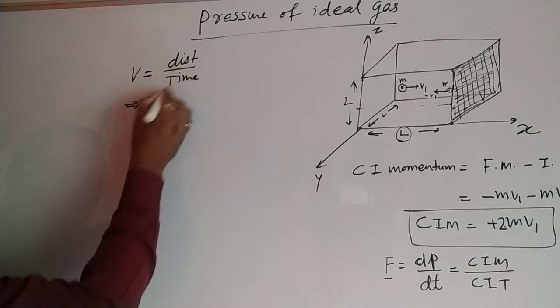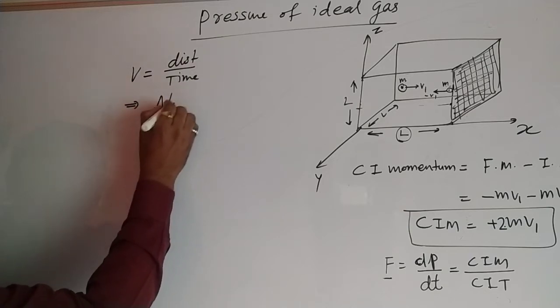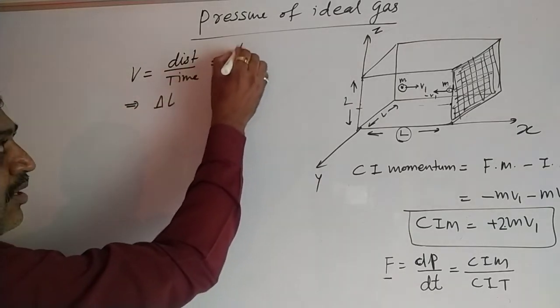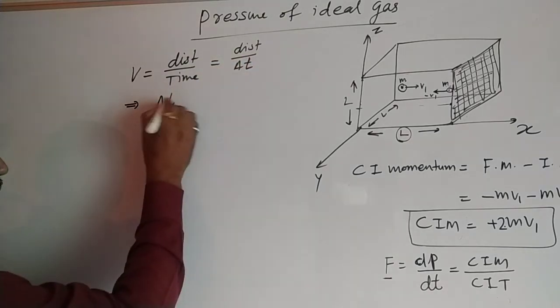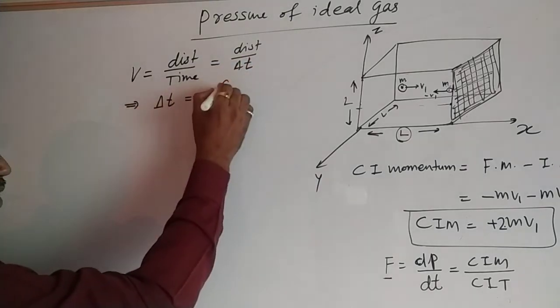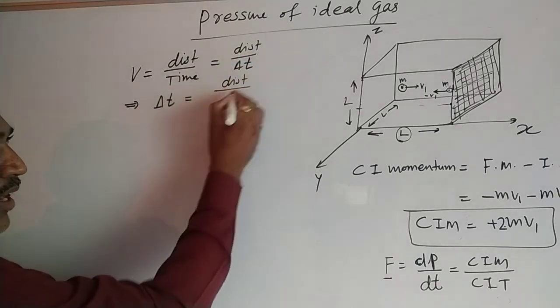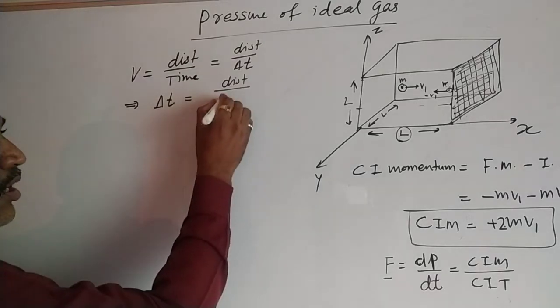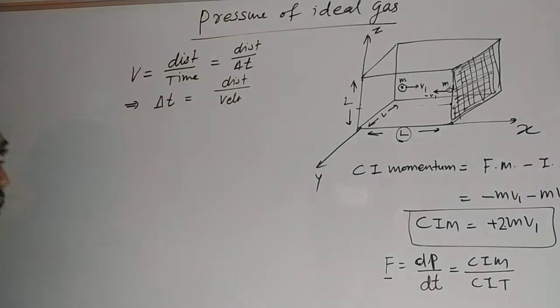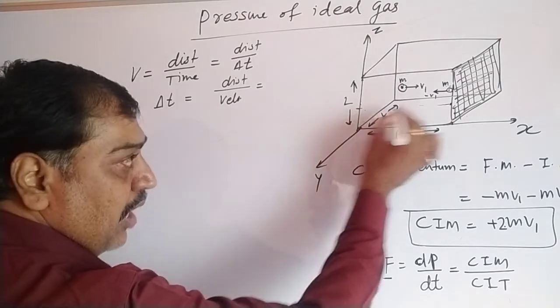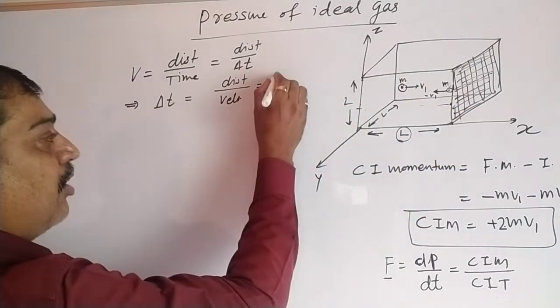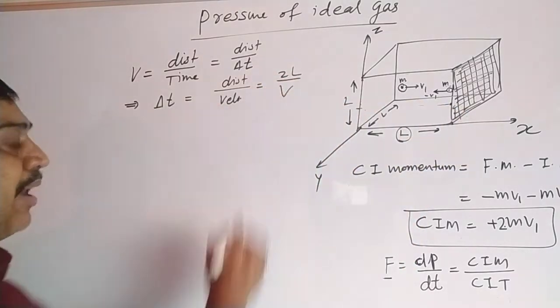Our aim is to find the time. So suppose time is delta t. We can write this as distance divided by delta t. Find out delta t now. So delta t is equal to the distance travelled by the particle before two successive collisions divided by velocity. How much distance does it travel? It goes L, again collision, again comes back here, it is twice L. So twice L divided by V.